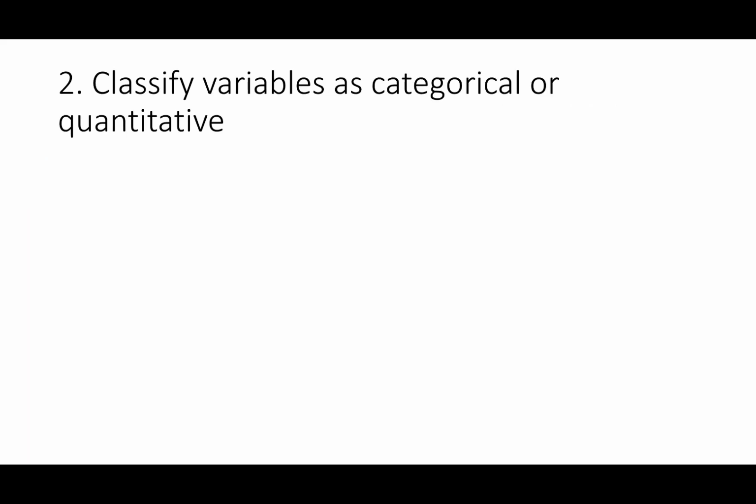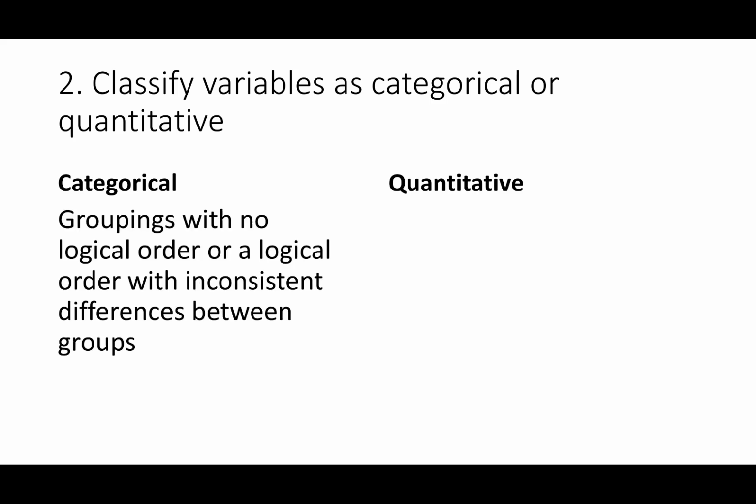The second learning objective is to classify variables as categorical or quantitative. Variables can be classified as categorical or quantitative. Categorical variables are those that provide groupings that may have no logical order or a logical order with inconsistent differences between groups. For example, rankings. The difference between first place and second place is not always equal to the difference between third place and fourth place.